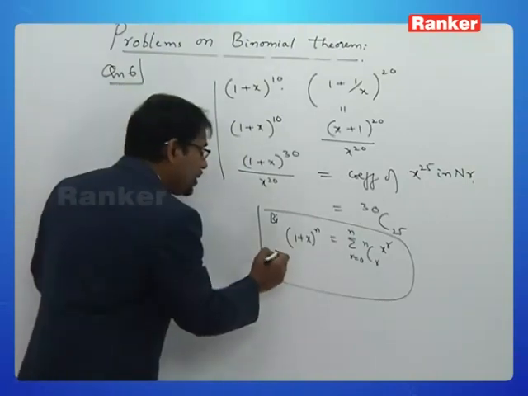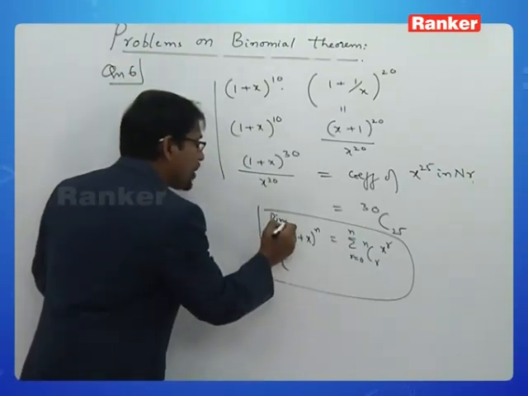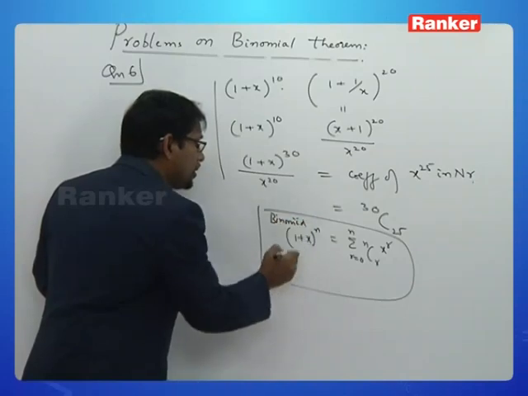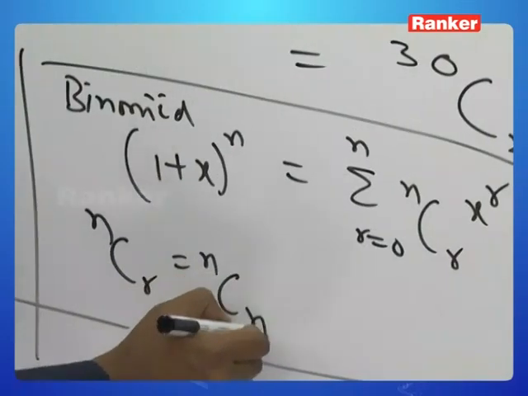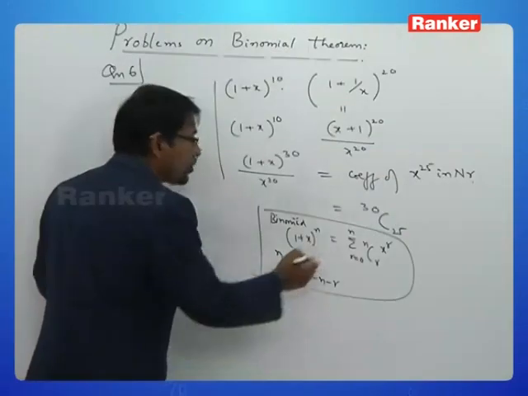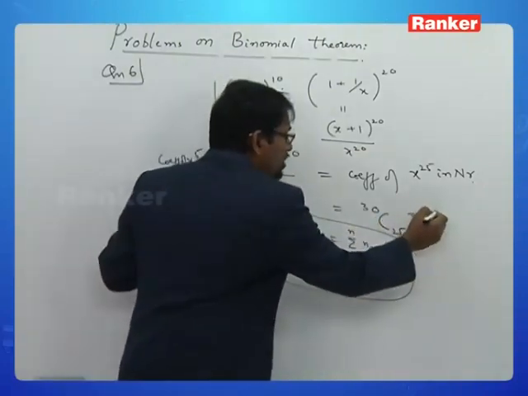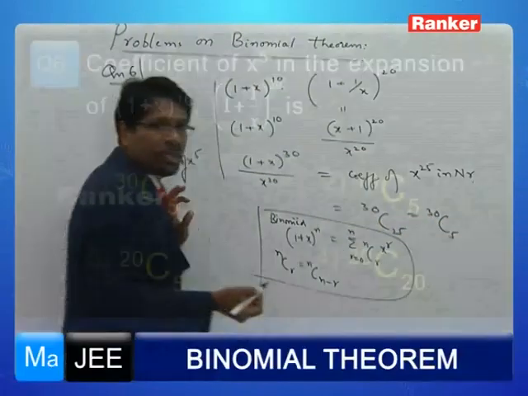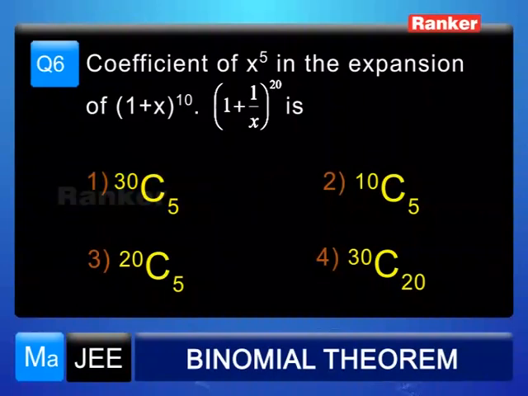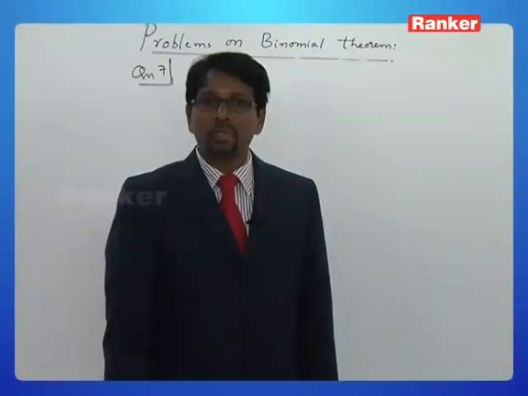So nCr is the same as nC(n minus r). We can use this here. So therefore 30C25 we can as well write as 30C5. Therefore the answer is 1 there. Let's move on to the next question.